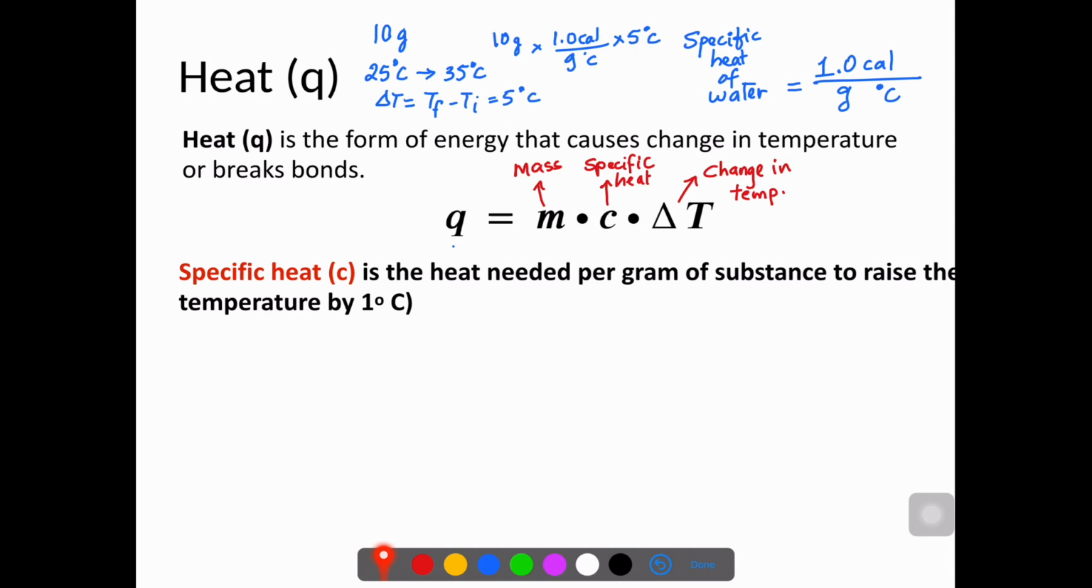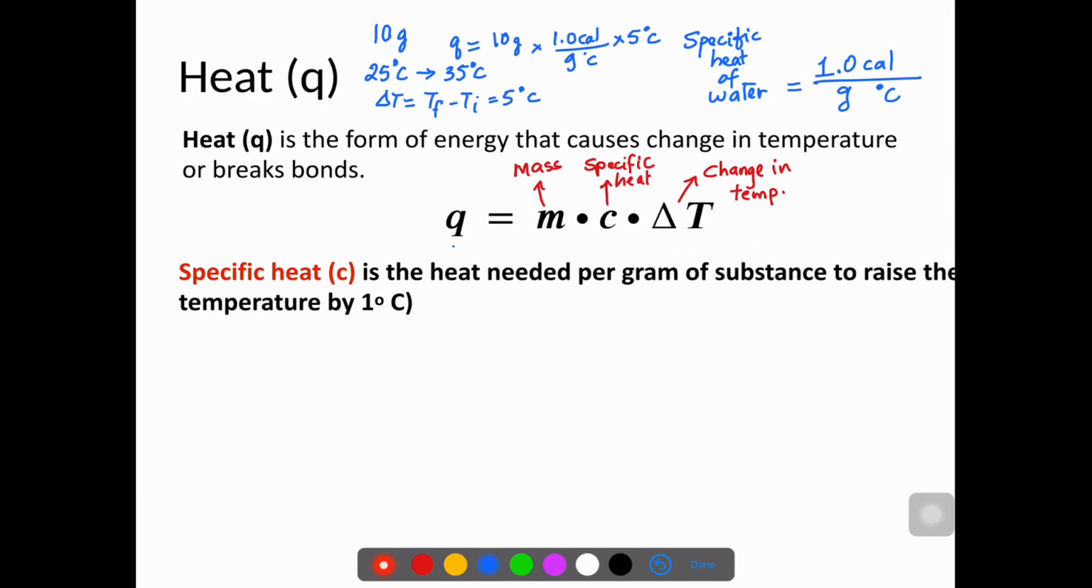Look at what I calculated. I calculated the energy for 10 grams to raise the temperature by 5 degrees Celsius. What I calculated is basically the total energy needed. And as you can see how we got the formula, we are multiplying the specific heat by the mass times the temperature change that you want. So Q is equal to mc delta T.